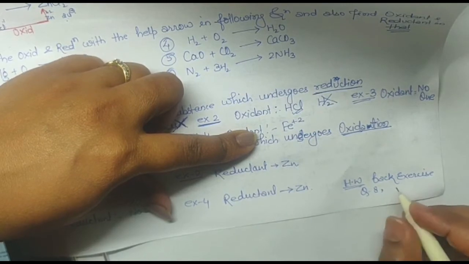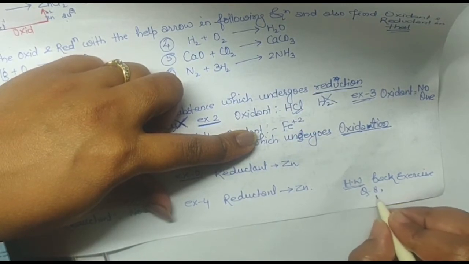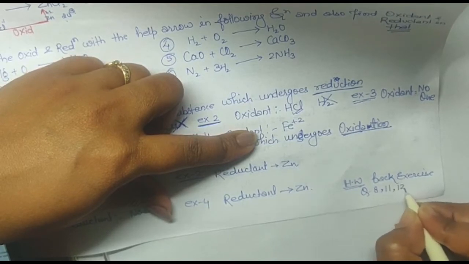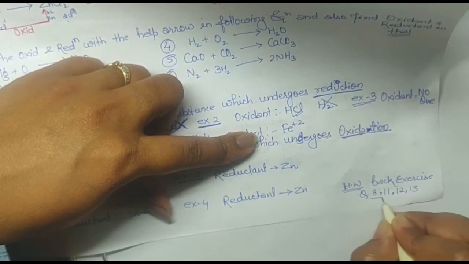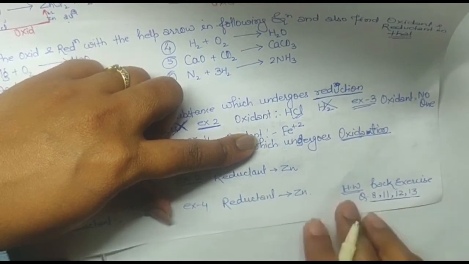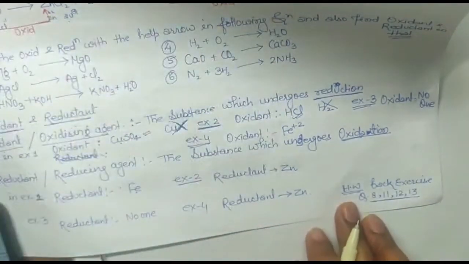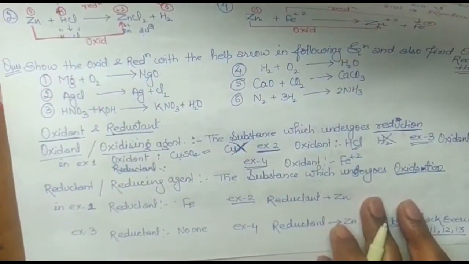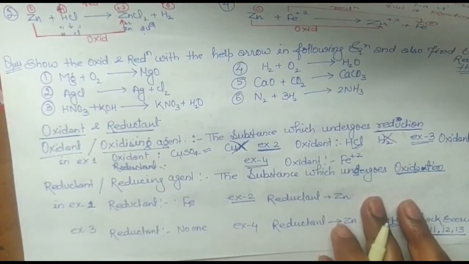I think 10 I have given already. Okay, so 8, 11, 12 and 13, and these 6 questions you have to do in homework. Okay. So there are lots of things over here. I have to explain again.